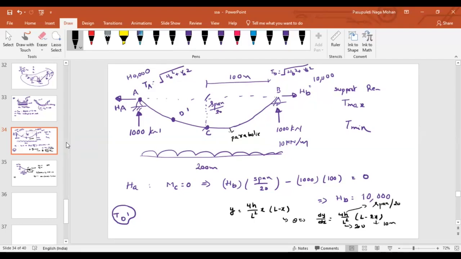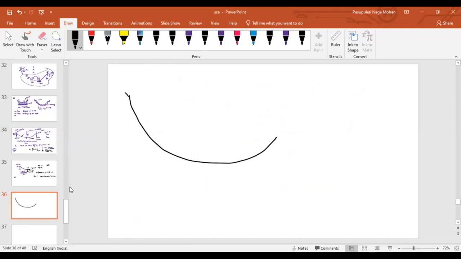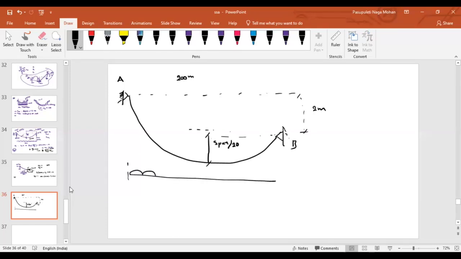So wherever you need the tension force at any point, find out the angle and then apply the equilibrium equation, and still you will get it. If the cable is lying somewhere around here, imagine the distance is 2 meters, the total span is again 200 meters, and let us say from here to here it is span by 20, A, B, and again the horizontal load is acting.